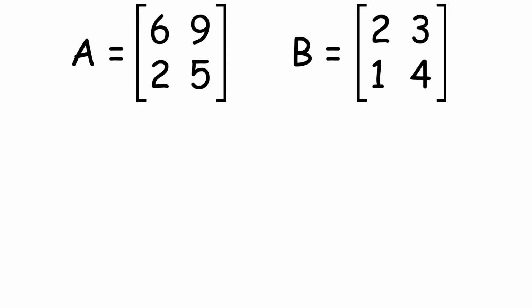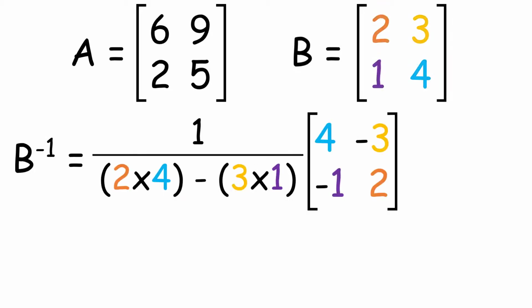In this case, we want to divide matrix A by matrix B. More specifically, we want to multiply A by the inverse of B. So the first thing we need to do is find the inverse of B. Now there's a specific technique to calculate the inverse of a matrix. Here's the formula for the inverse of a 2 by 2 matrix.